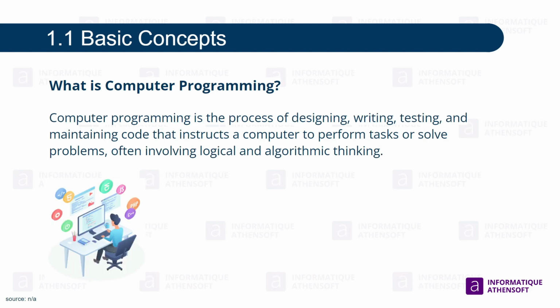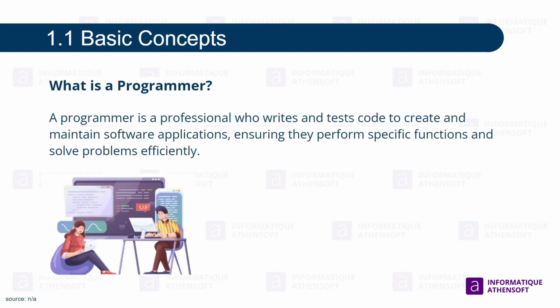What is computer programming? Computer programming is the process of designing, writing, testing, and maintaining code that instructs a computer to perform tasks or solve problems, often involving logical and algorithmic thinking.